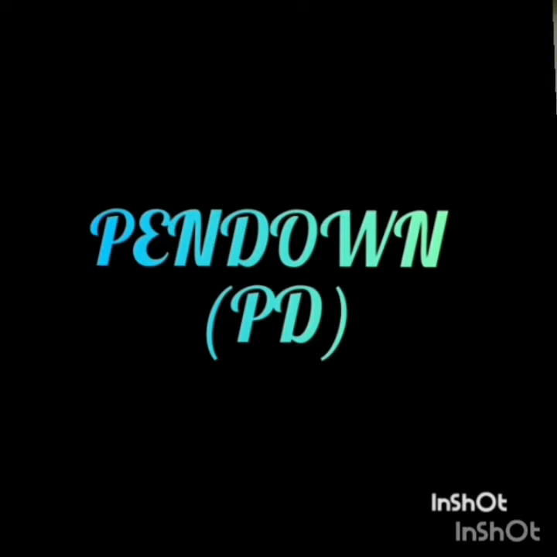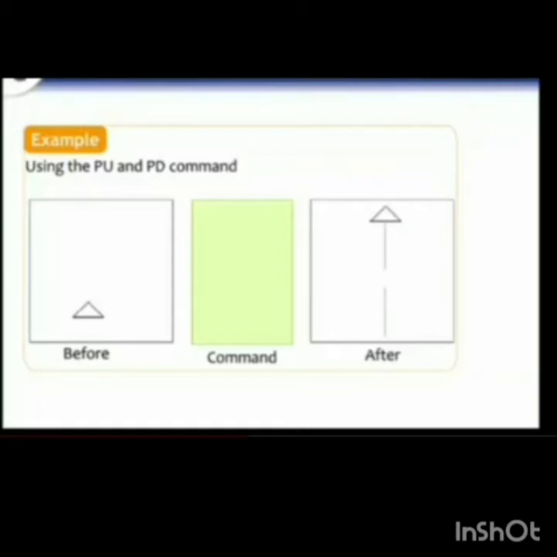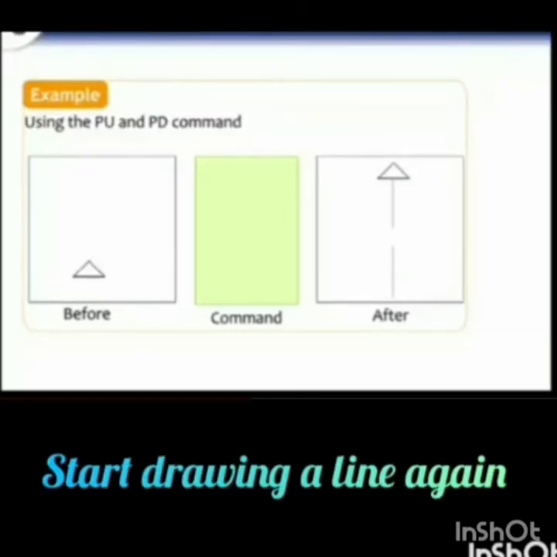Next is the Pen Down command. Its short form is PD. This command allows the turtle to start drawing a line again. This command is given after the PU command to put the pen down so that the turtle starts drawing again. The PD command is followed by the FD primitive. In the previous example, the forward command moves the turtle forward and then the PU command followed by the forward command moves the turtle more ahead by 50 units without drawing a line as the pen was lifted up.